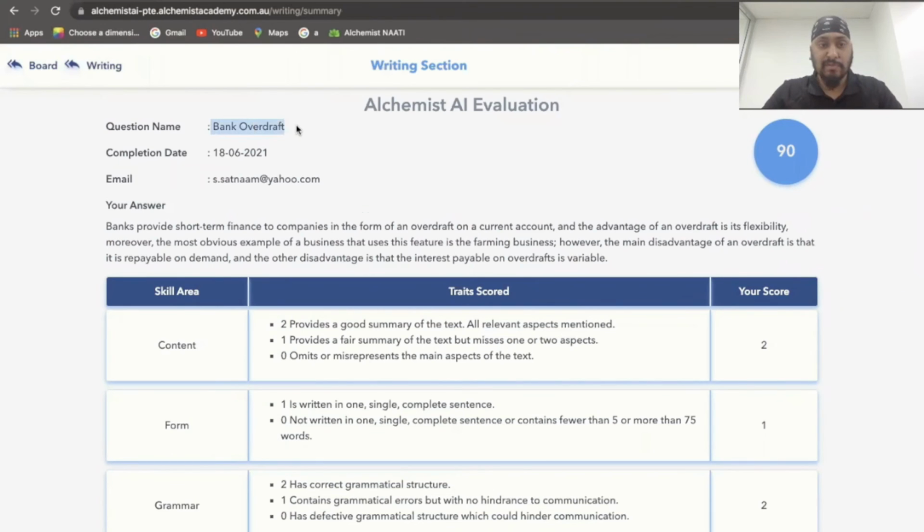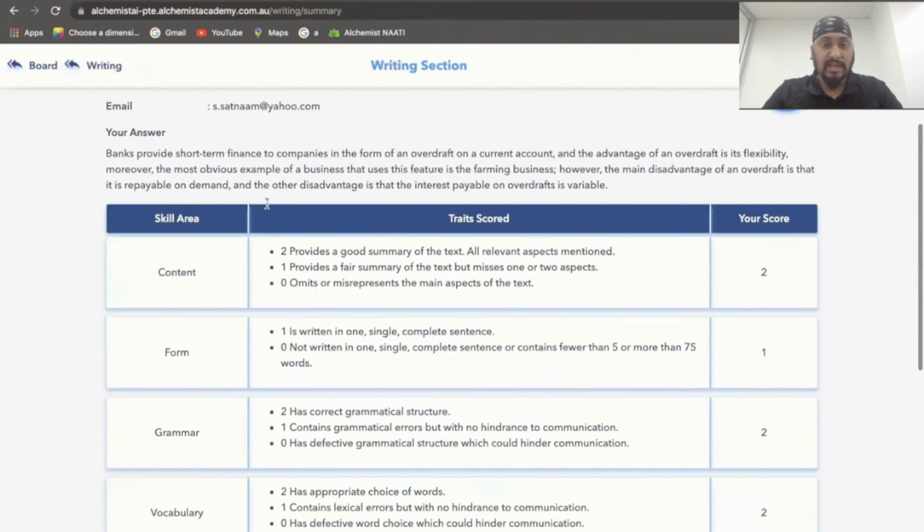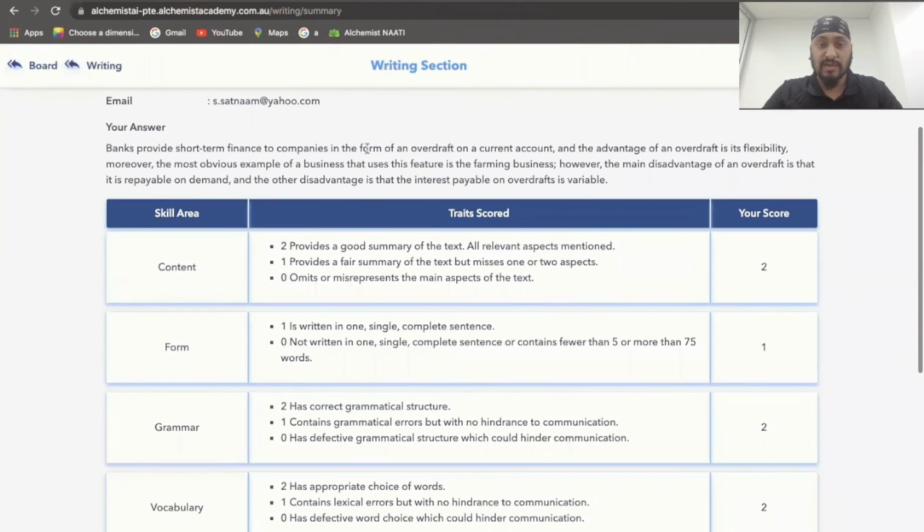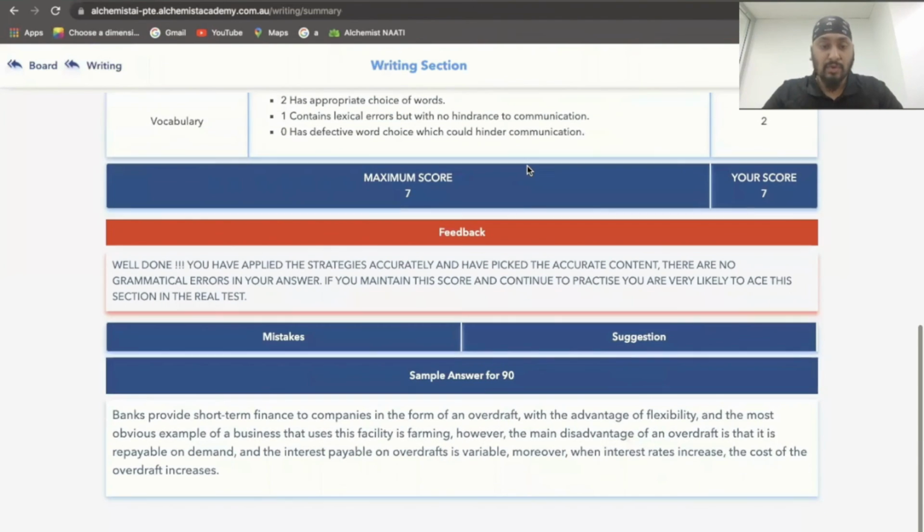The name of the question is your bank overdraft. And let's look at the answer one more time. It says banks provide short-term finance to companies in the form of an overdraft on current account. And the advantage of an overdraft is its flexibility. Moreover, the most obvious example of a business that uses the feature is the farming business. However, the main disadvantage of an overdraft is that it is repayable on demand, and the other disadvantage is that the interest payable on an overdraft is variable. Now, if you go down, you also have a sample answer that has been graded 90, for the real test as well.